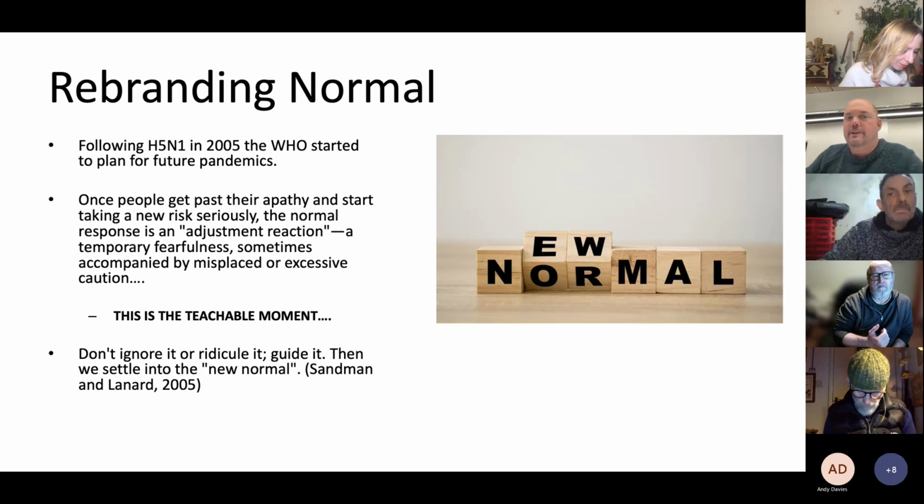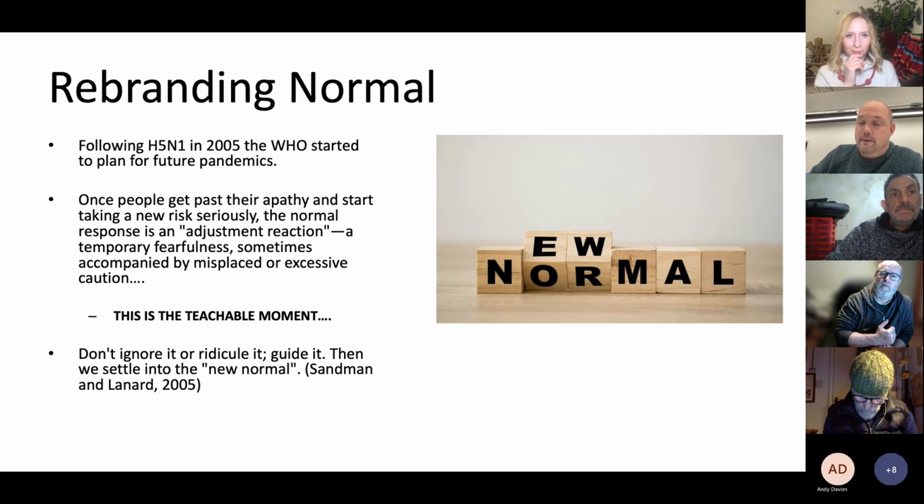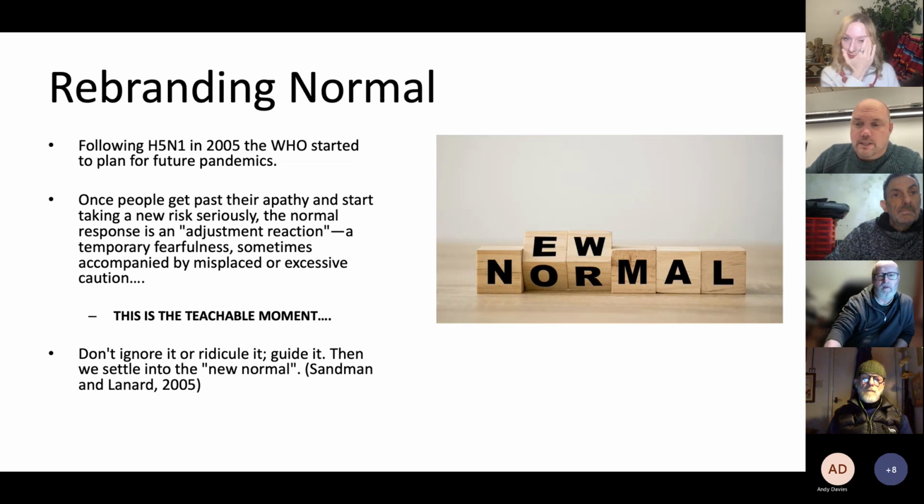Following the outbreak of avian flu in 2005, the World Health Organization started to plan for future pandemics. Once people get past their anxiety, their apathy, and start to take a new risk seriously, they write, the normal response is an adjustment reaction, a temporary fearfulness, sometimes accompanied by misplaced or excessive caution. But this is the teachable moment. Don't ignore it or ridicule it, guide it. Then we settle into a new normal.